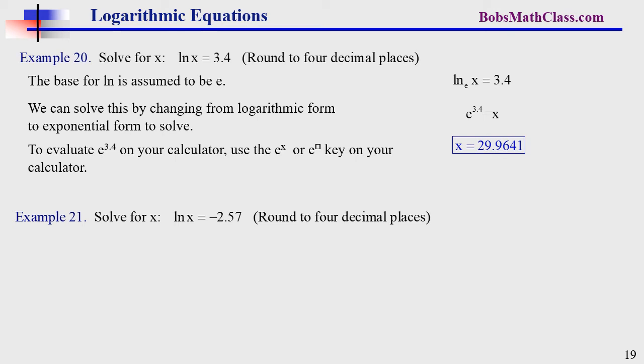All right, example 21, same process. Ln of x base e equals negative 2.57. Change it to exponential form. And then type that into your handy dandy calculator. And you get 0.0765.